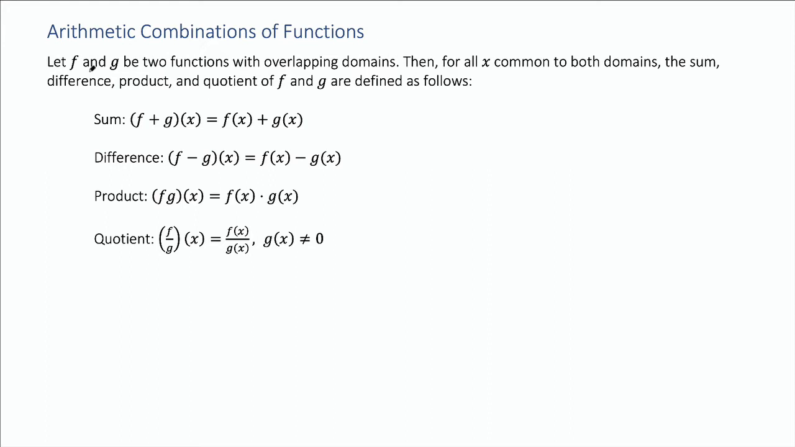So if you have two functions f and g and they have overlapping domains, this is important because if you combine them, you need it to be defined for some values of x. You need overlapping domains. Then for that overlap, for the x common to both domains, we define the sum, difference, product, and quotient in these ways.